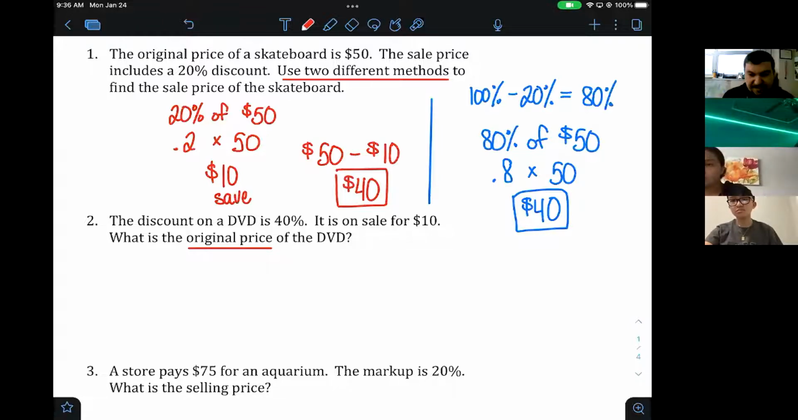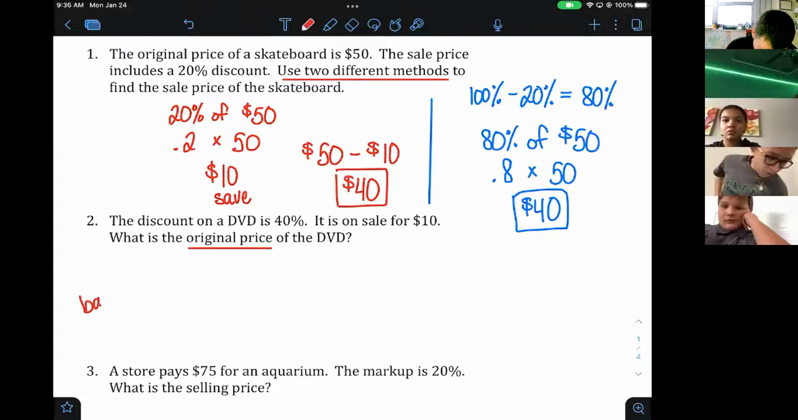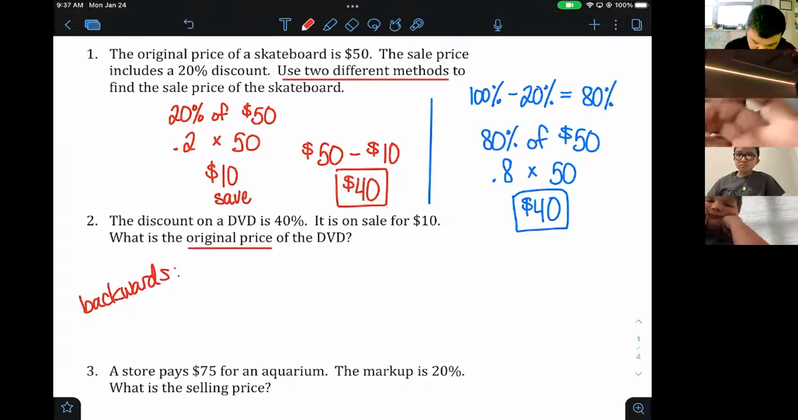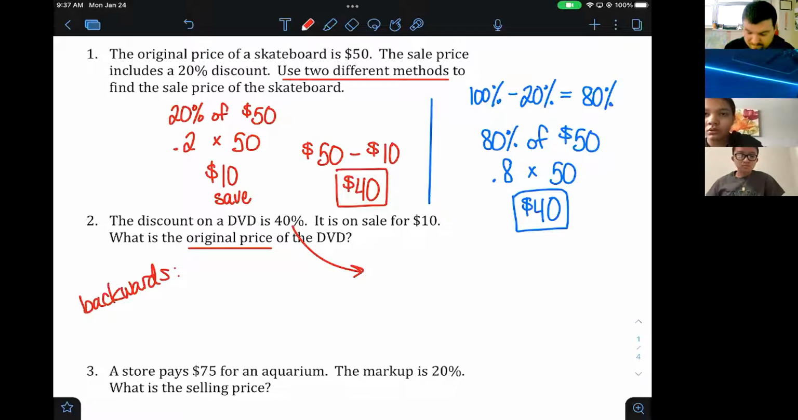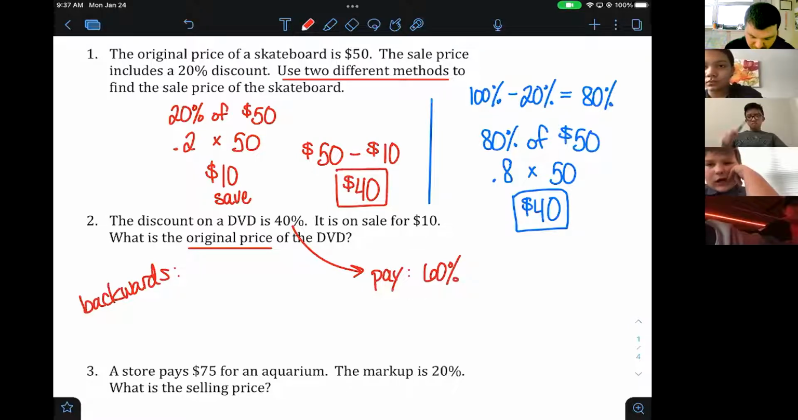Okay, so instead of multiply to find the original or to find the sale price, this one's going to have us work backwards. And you might remember doing this in class Friday. If we're working backwards, that means we're going to have to divide. So what we'll do is we'll take this 40%. And if the discount is 40%, that means the percent that we paid on it is 60%. So if the DVD is 40% off, we're going to have to pay 60%.